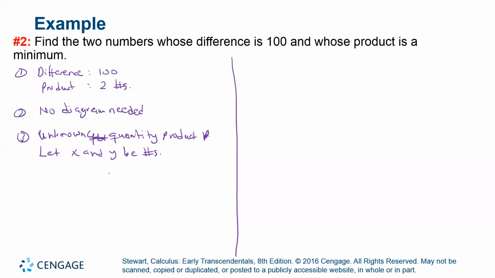When it talks of the difference, in this case it is either X minus Y or Y minus X, we don't know, there are two numbers. So the difference is X minus Y equal to 100. And then the one that we need to minimize is the product. So step 4 says that your P, the product of these numbers, will be XY, and we have to minimize P.